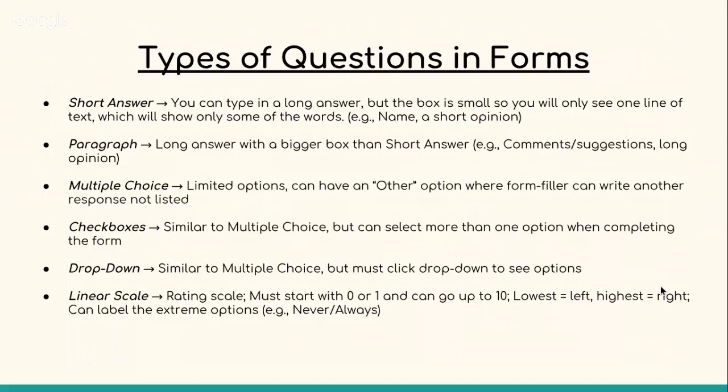Multiple choice, exactly what it says. You have options available. The good thing about it is that there's the option for an other option, where the person who's filling out the form, say it's yourself, can fill in what that other option would be. Checkboxes, very similar to multiple choice. The good thing about this is that you can select more than one option at a time. So for example, if you're reading with two students and you choose to have one form for both of them, you can check off both names as you're completing that form.